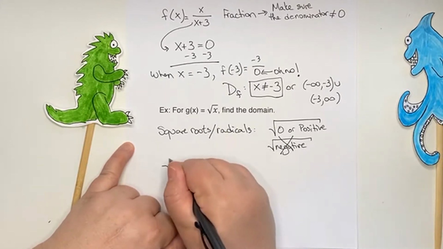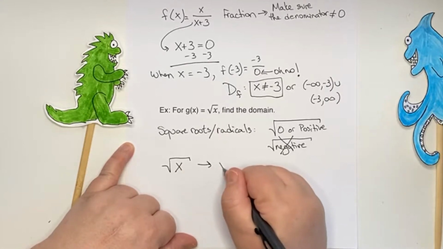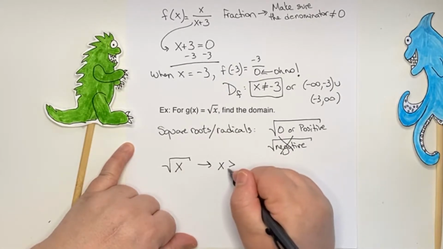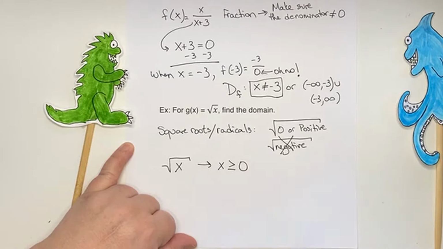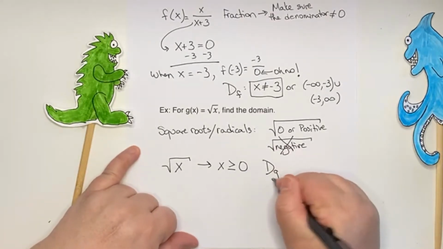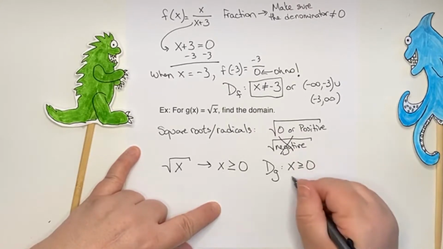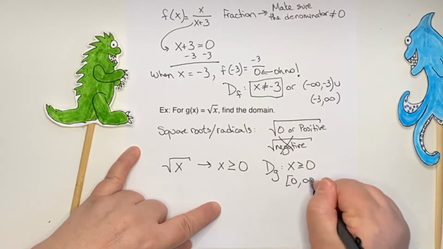So if we've got radical x, then we need to make sure that x is greater than or equal to 0. That's it. So there's the domain. Domain of G is x stays greater than or equal to 0, or 0 to infinity. Woohoo.